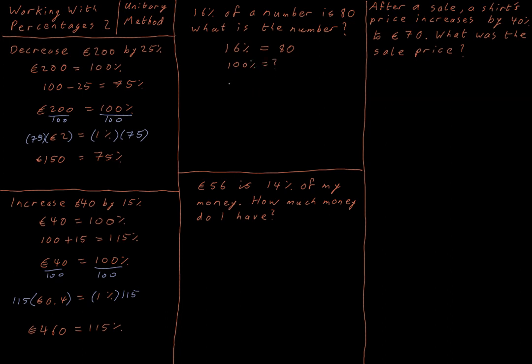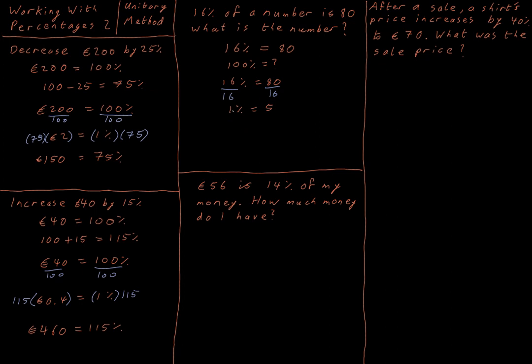So what I'm going to do is start with what I know, and I'm going to find out what 1% is, and then find out what 100% is. Very much the same type of idea as we had here. We just have a slightly different starting point. So how am I going to get 1%? 16 divided by 16 is 1. I must divide by the same thing on the other side of my ratio. So 1% is going to be 5.